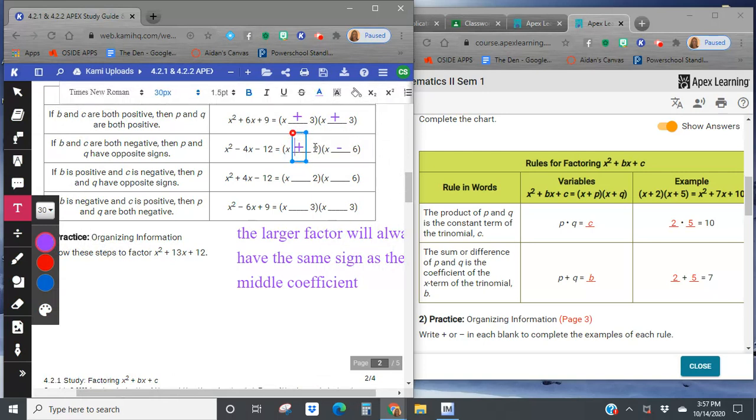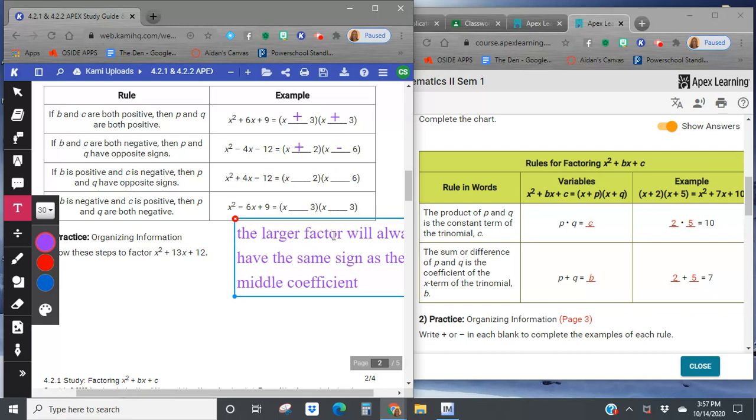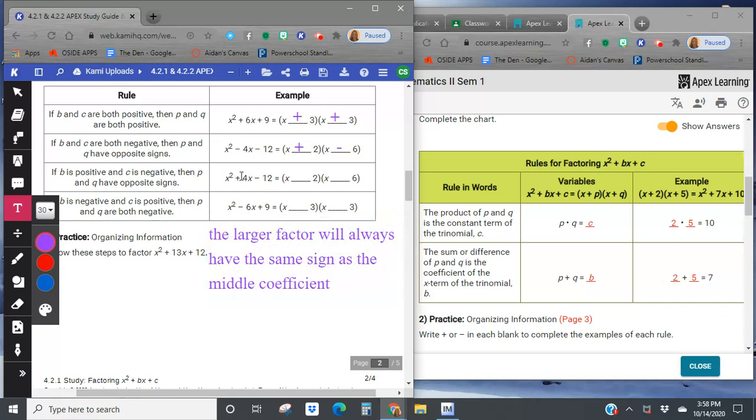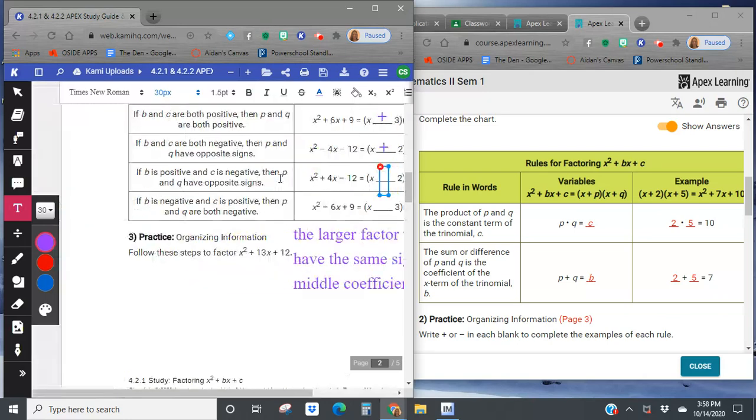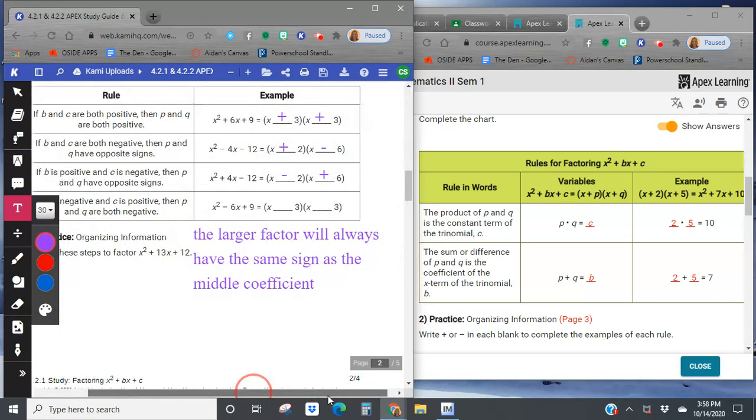So let's test it out. Positive 2 times negative 6 does make negative 12. Negative 6 plus 2 does equal negative 4. If b is positive and c is negative, then they also have to have opposite signs. But this time I want the larger factor to always have the same sign as the middle. So since 4 is positive, I want the larger factor to have a positive, and that means the other one needs to be negative, because we need one of each.